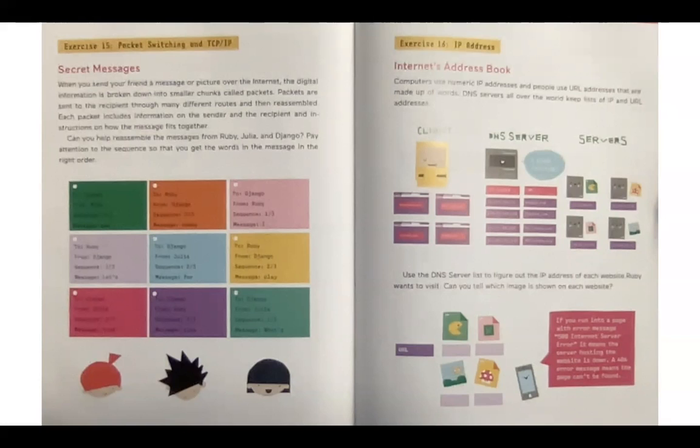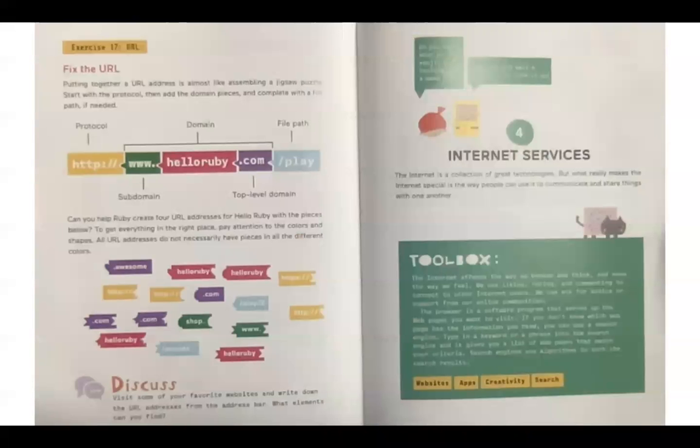Servers. Use the DNS server list to figure out the IP address of each website Ruby wants to visit. Can you tell which image is shown on each website? If you run into a page with error message 500 internet server error, it means the server hosting the website is down. A 404 error message means the page can't be found.